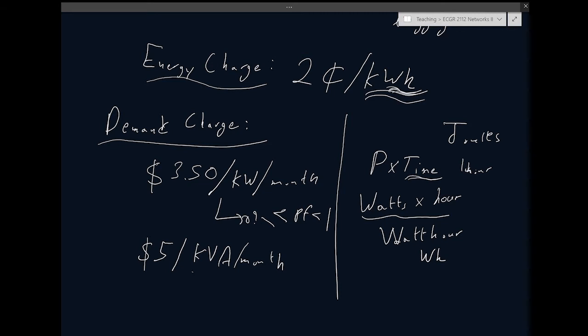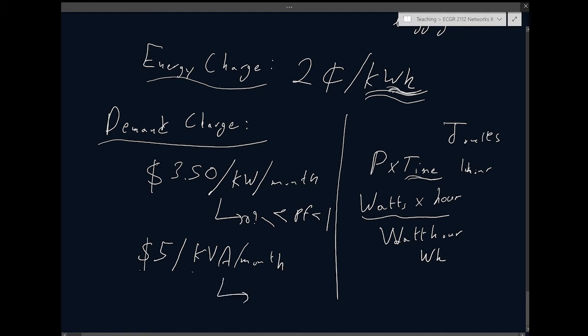You might exceed the current capacity of the transmission lines. Right? So if your power factor is bad, this is the demand charge that you pay. It's $5 per kVA per month, and this is if your power factor is less than 0.9. Okay.